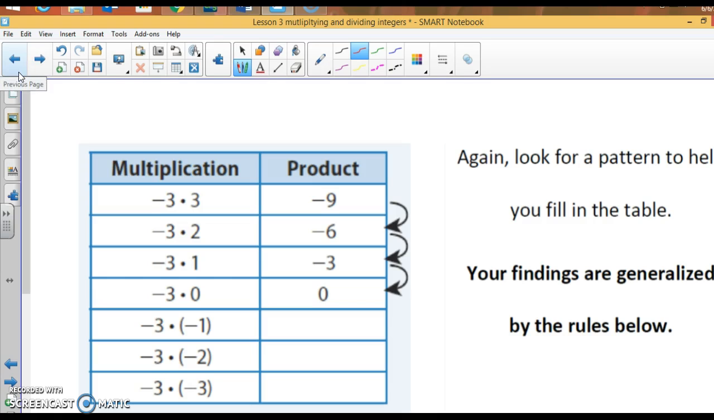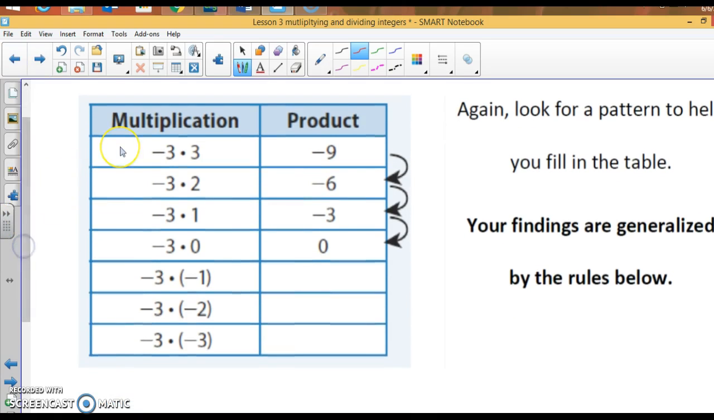All right, here we go. Here's another pattern. What's happening here? I'm adding 3. So if I finish my pattern, 0 plus 3 is 3. This will be 6. This will be 9. Take a look. When the signs are different in these first 3, a negative times a positive gives me a negative. When the signs are the same, a negative times a negative is a positive.